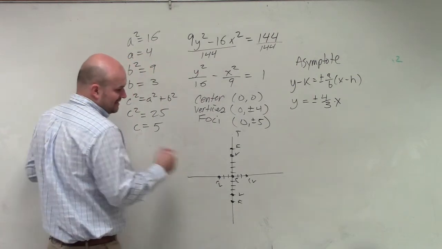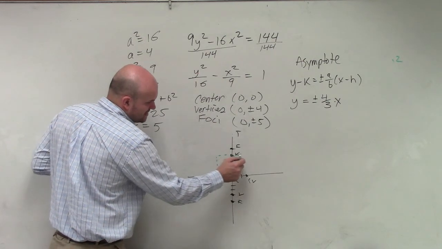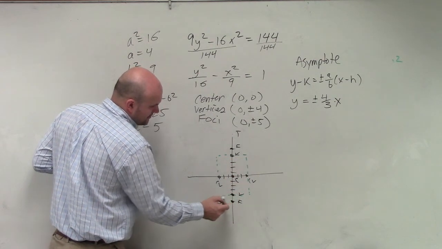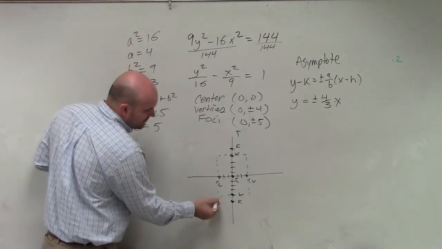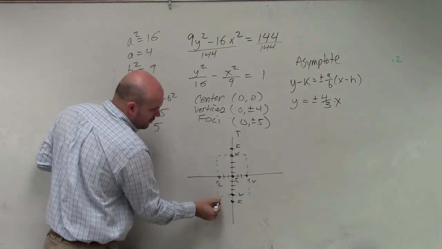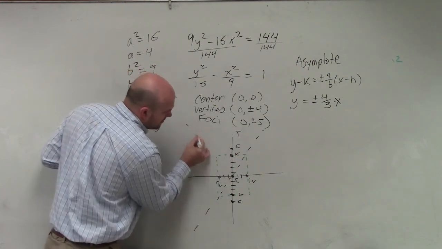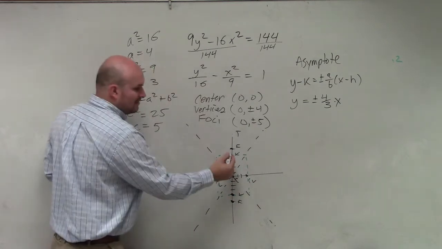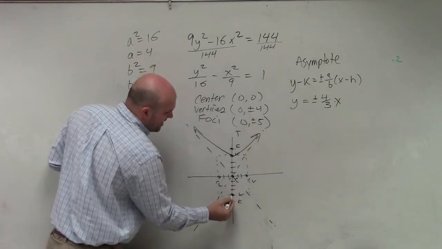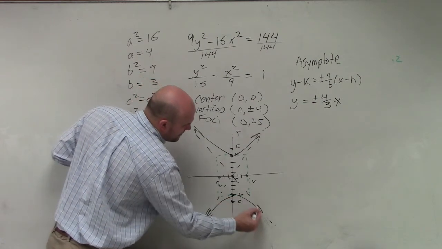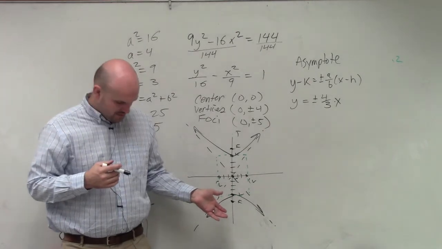What I recommend doing is, again, taking your co-vertices and your vertices and creating a box with horizontal and vertical lines. Then what you can do is, from your corners through the center, draw your asymptotes. Because now I go from vertex. Remember what asymptotes are? Asymptotes are what your graph approaches, right? So that is what my graph will look like. Questions, Keith?